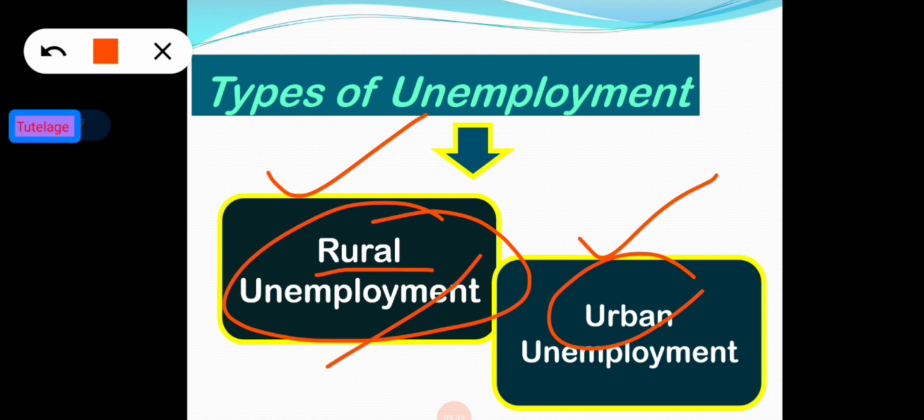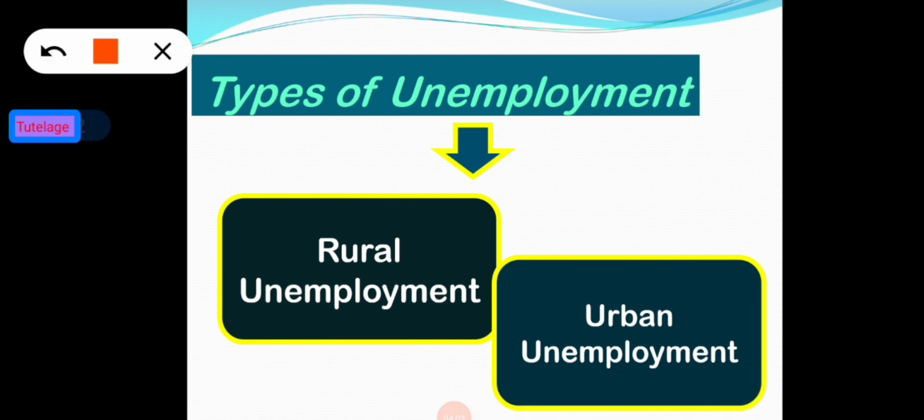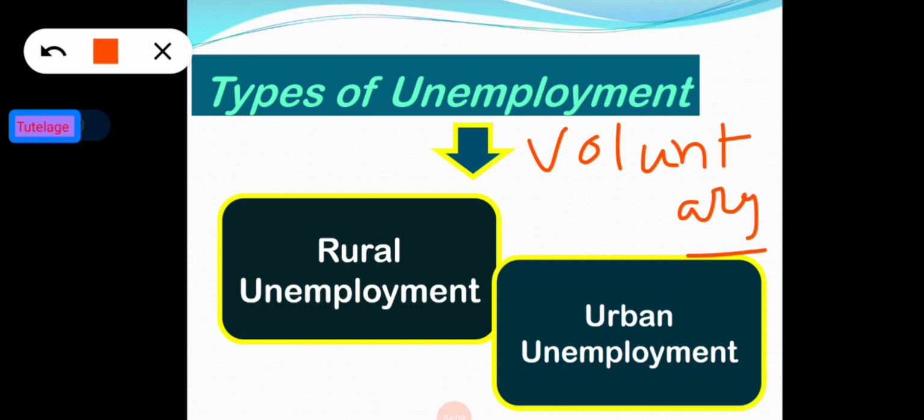So now going to another type of unemployment, that is voluntary unemployment and involuntary unemployment. At first we have to know what we mean by voluntary unemployment. Voluntary unemployment refers to those persons who are voluntarily unemployed. That means unemployed by their choice. They may not work due to laziness or otherwise, and they are not interested in any gainful job. So they are unemployed not out of compulsion but due to their choice.